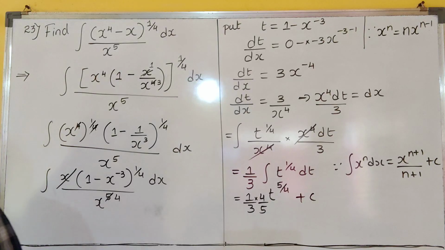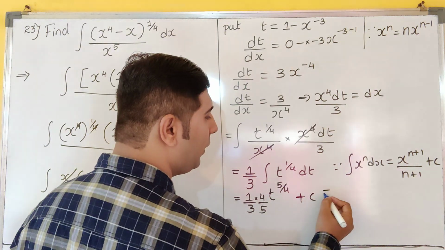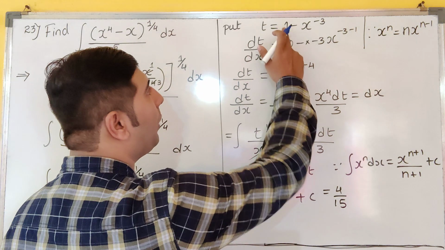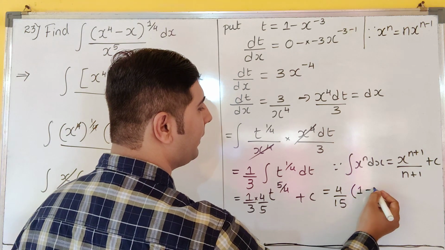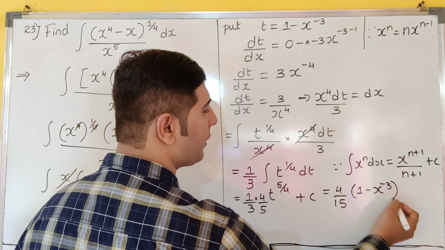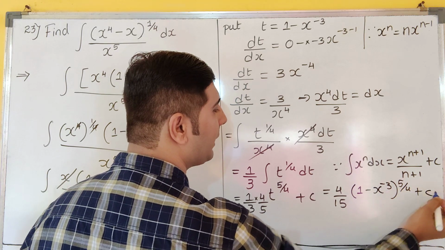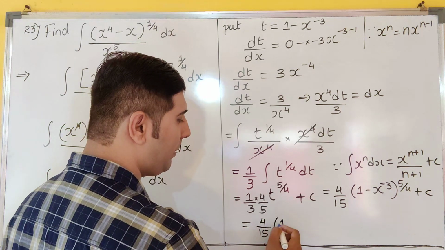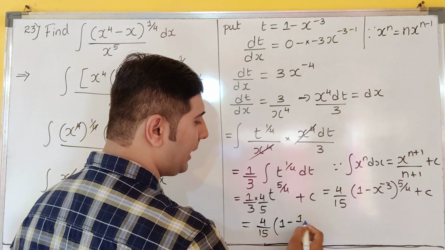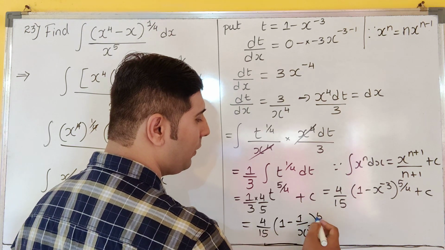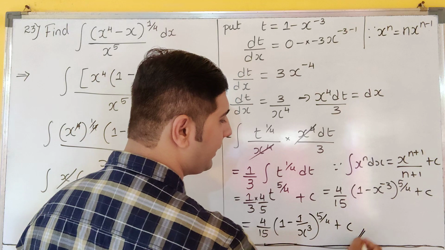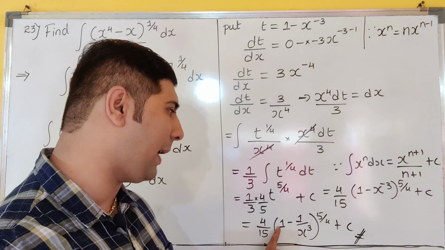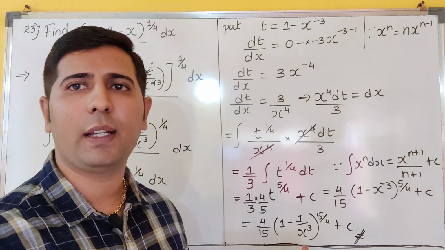Understood? So now see, 1 into 4, 4, 3 5s are 15. And what is t? What is t you have taken? 1 minus x raised to minus 3 raised to 5 by 4 plus c. So now you can still simplify. 1 minus x raised to minus 3, you can write it as 1 by x cube raised to 5 by 4 plus c, and this is our required answer. Still in many books they will simplify x raised to 3, they will cross multiply and they will take out. This much is enough, dear students.